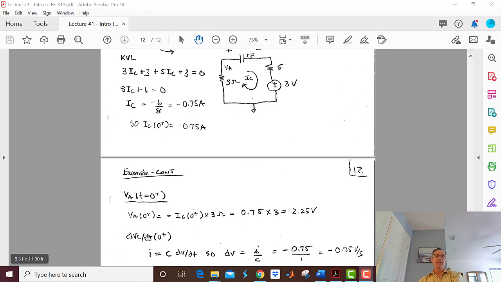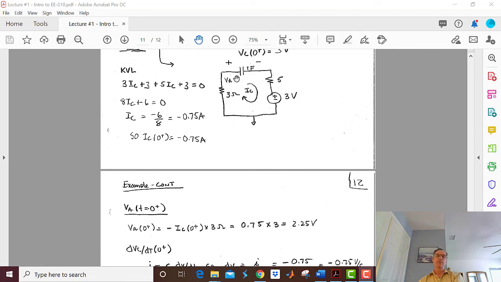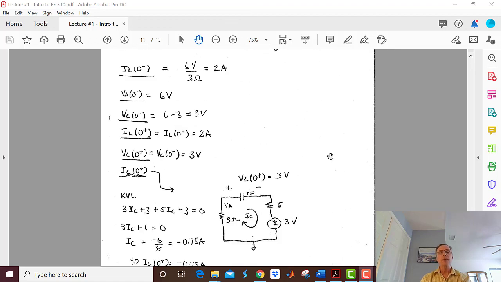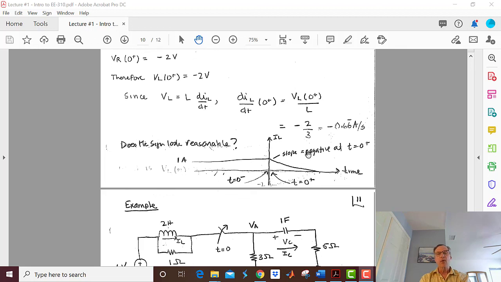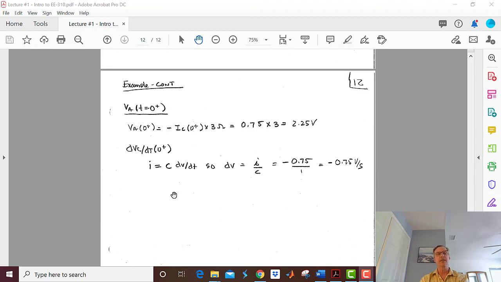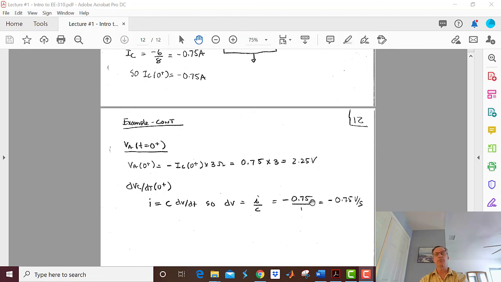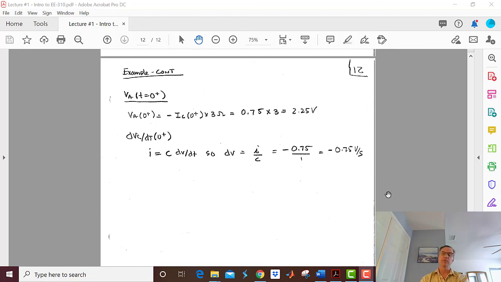Now we want to find dVc dt. We want to find the derivative of Vc with respect to time at t equals 0. Remember in our last problem, we said, oh, that's the slope at t equals 0 plus of this curve. This is for a current, but this one's for a voltage, but it's the same idea. We know that I equals C dV dt. So dV dt is equal to I over C. Well, we know that I is negative 0.75 over 1. So dVc dt is equal to minus 0.75 volts per second.